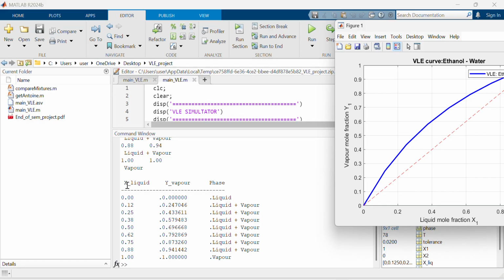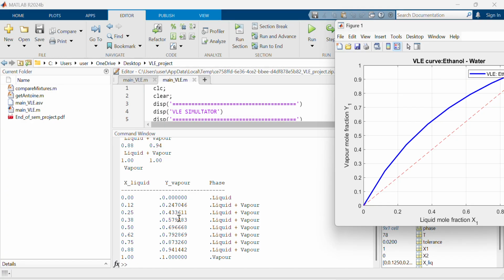So now we have X liquid here, we have Y vapor, and then we have the phase. Now the X liquid is the composition of the first component of the mixture. So here our first component is ethanol. So what's the composition of ethanol in our mixture? Now Y vapor is the composition of our first component, again ethanol, in the vapor after the given temperature and pressure.